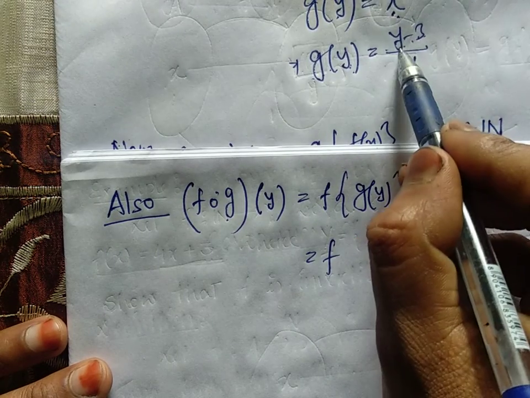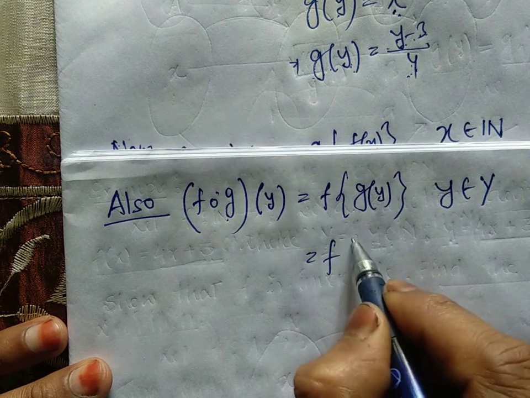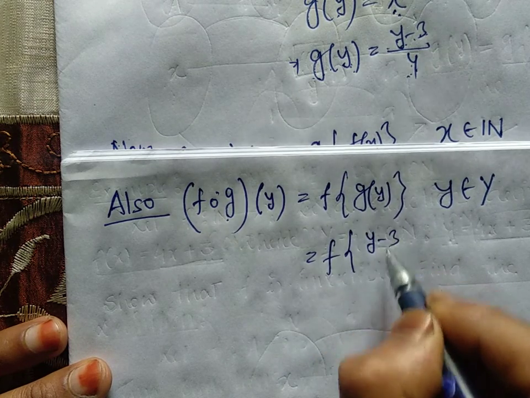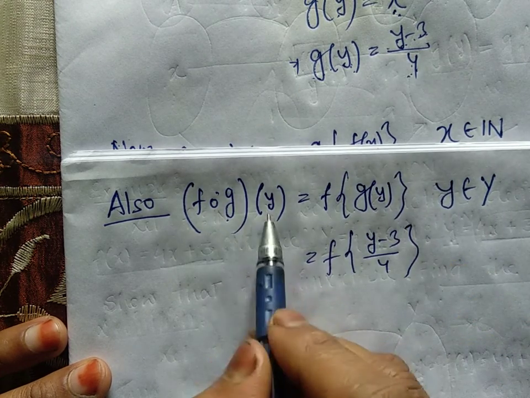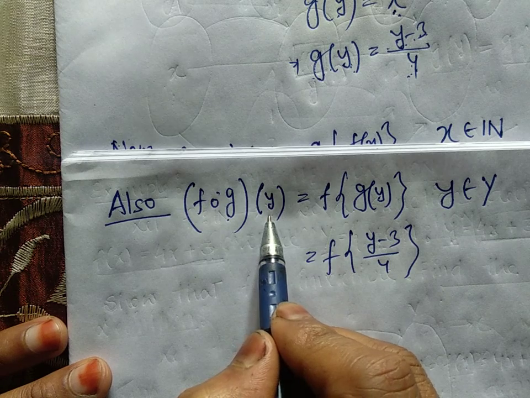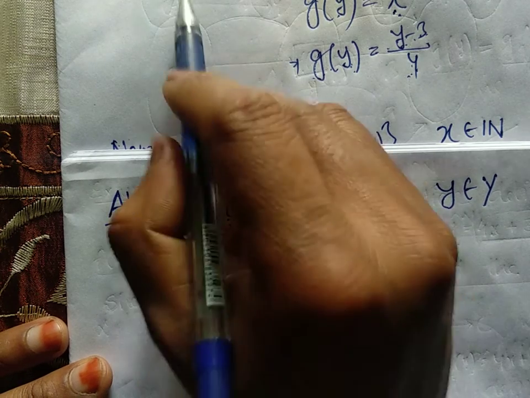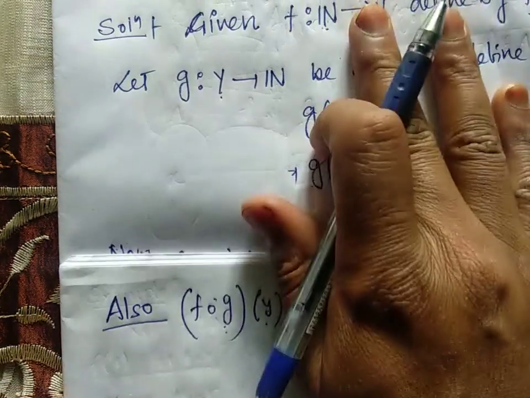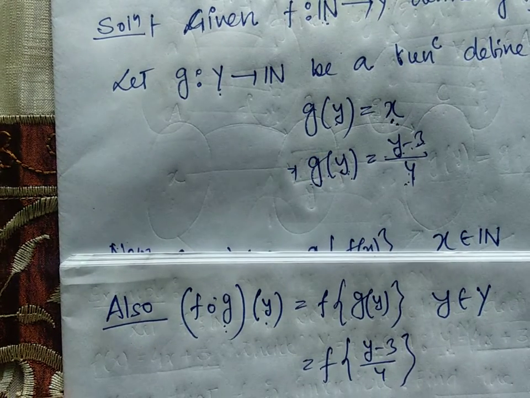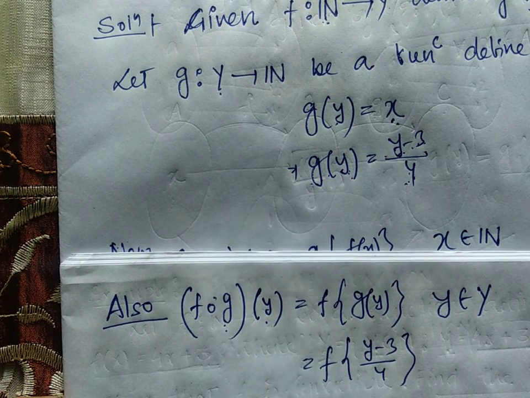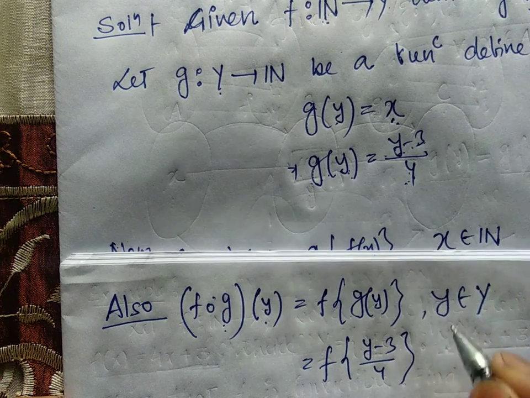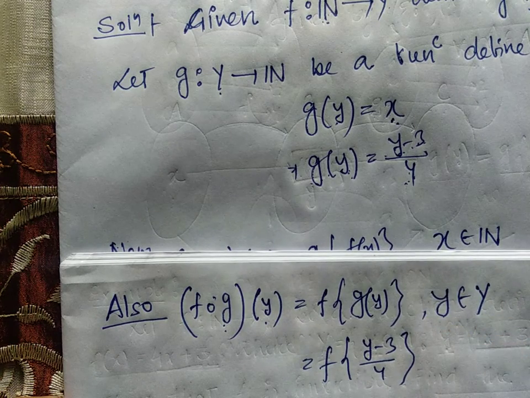Now what is the value of g of y? We have got it: g of y is equal to (y - 3)/4. You can consider any symbol to represent the domain element. The domain of g has y, but there is no problem, you can take any symbol as the domain element. I have taken only y, but you can take theta, alpha, beta, gamma, any.